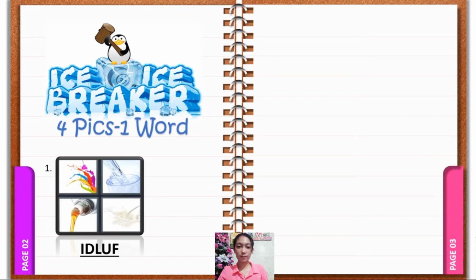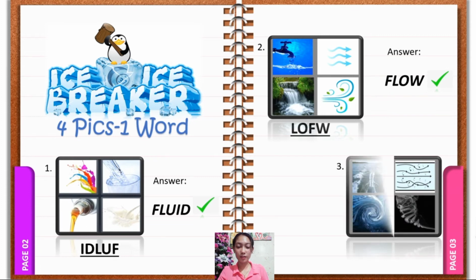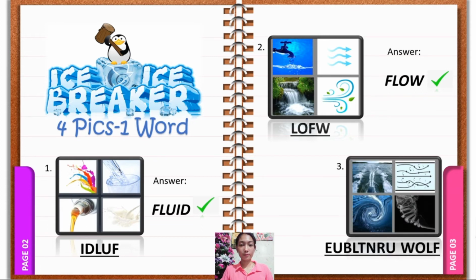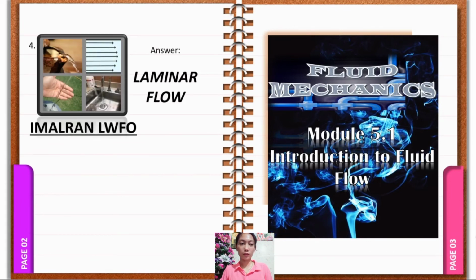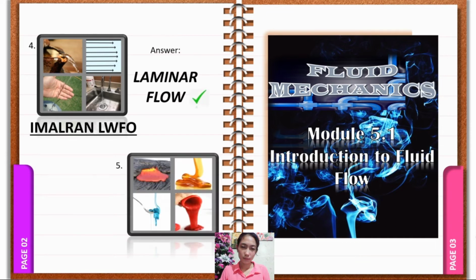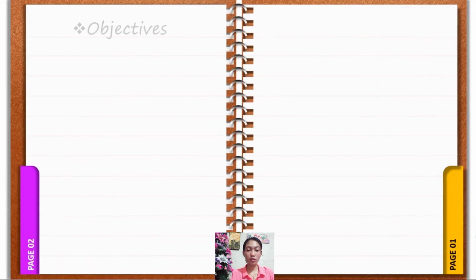Number 1. So the answer is fluid. You're correct. Number 2. Very good. It is flow. Number 3. Turbulent flows. You're right. Number 4. It is laminar flow. Great. And the last one is creeping flow.